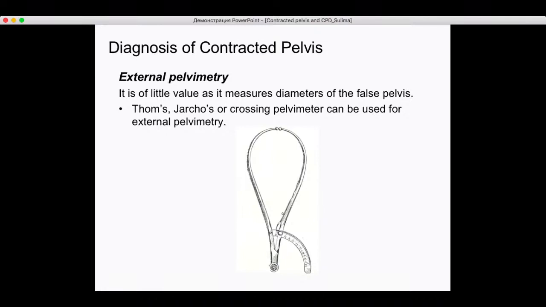Usually we use a pelvimeter. This is a special obstetrical instrument which can help you to do the external pelvimetry. It is of little value as it measures diameters of the false pelvis. Martin's pelvimeter can be used for external pelvimetry.